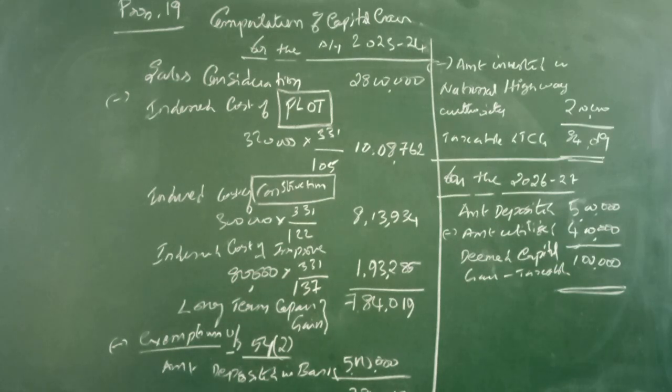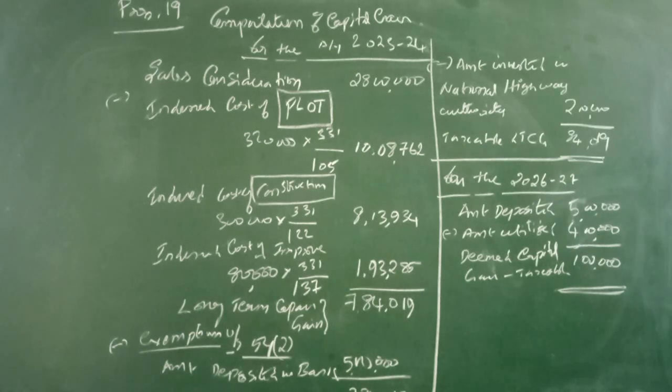Investment of 1 lakh rupees was made in the notified bonds, it is eligible. Deposits in the capital gain scheme, that is also eligible. Only purchase of a shop is not eligible, that should be ignored. Then the balance is taxable capital gain. Up to this point, no problem.